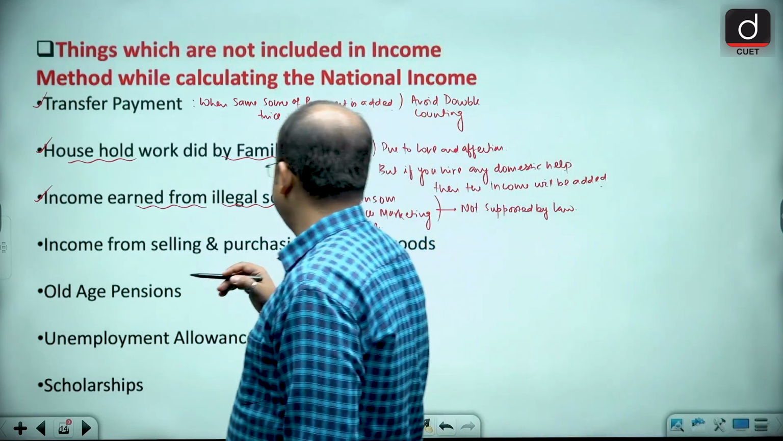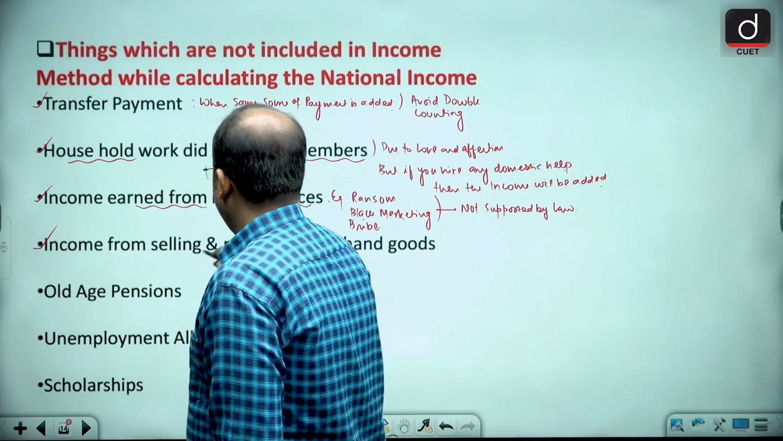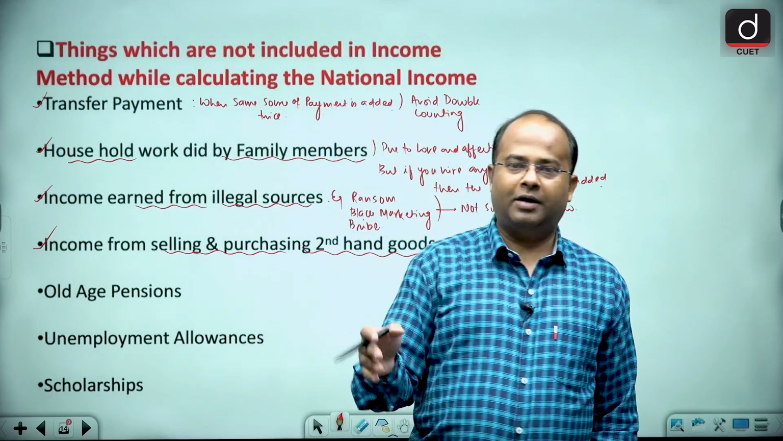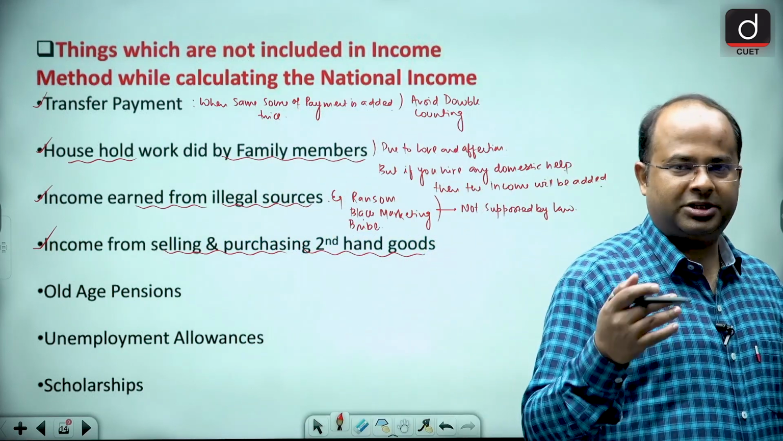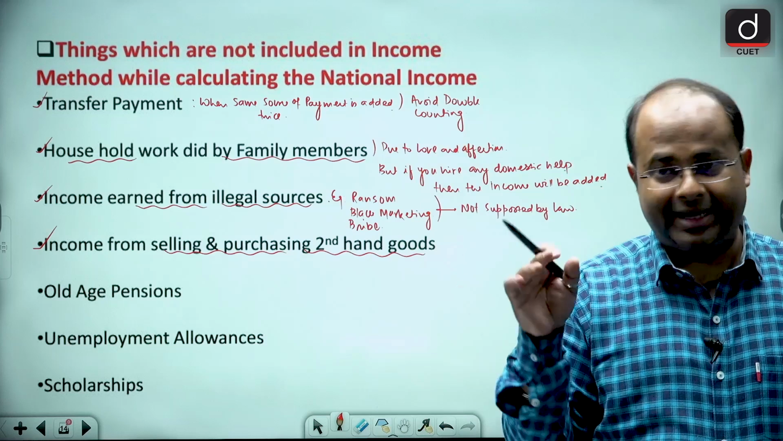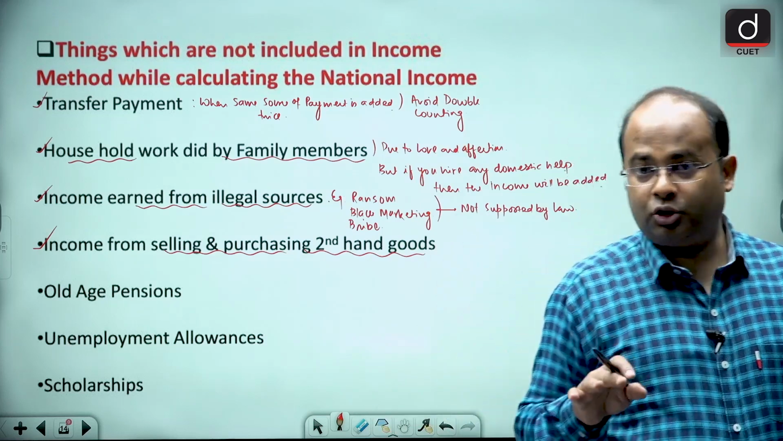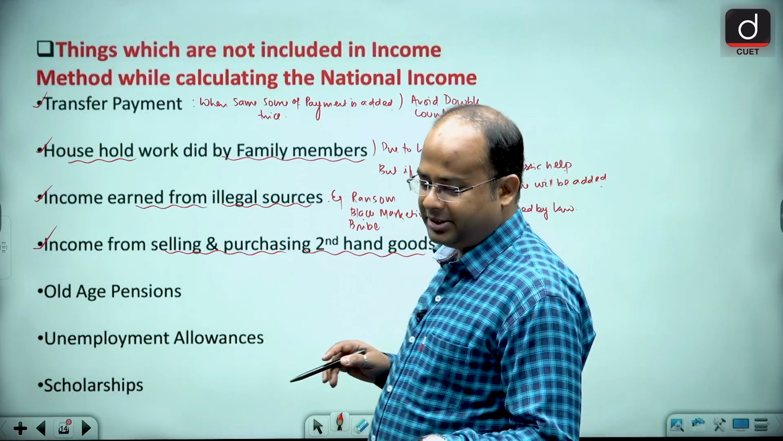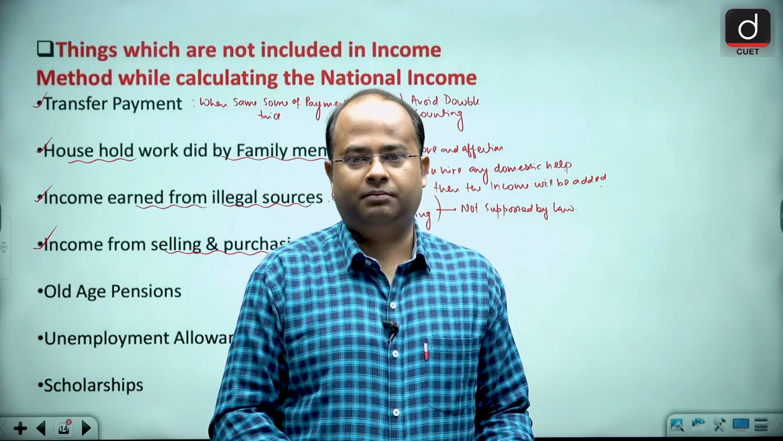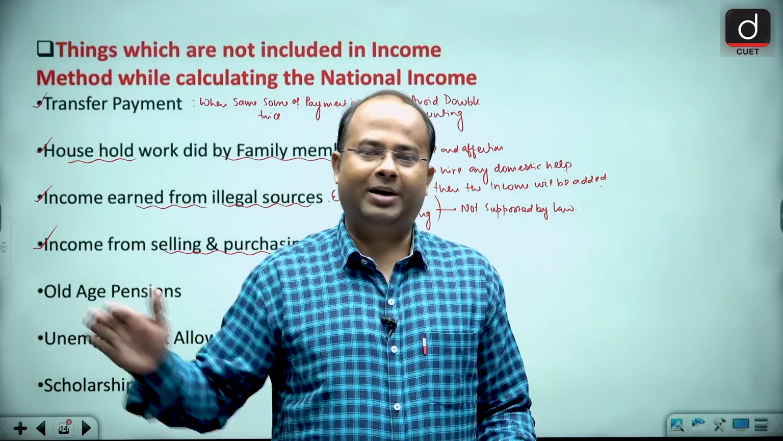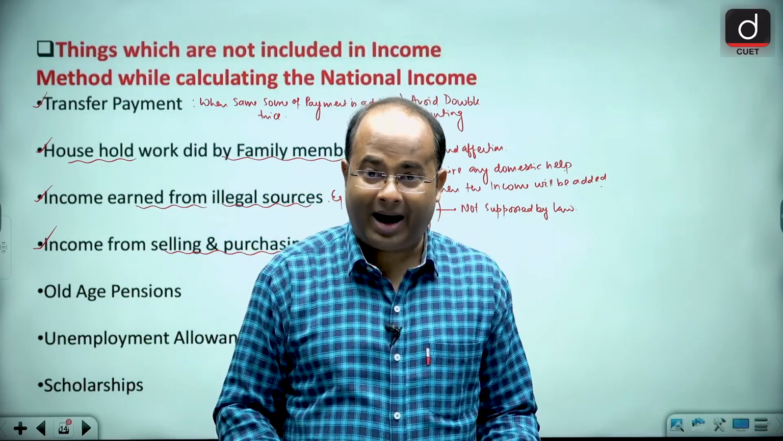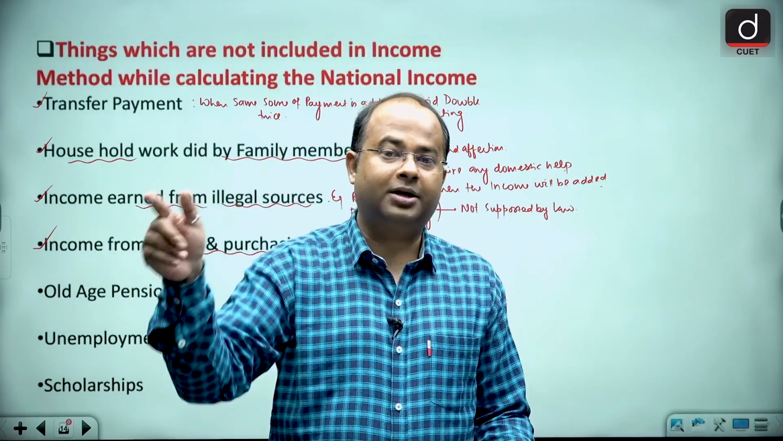Then income earned from selling and purchasing second hand goods. For example guys, if you have a mobile phone, first of all you purchased the mobile from that company, and then you sold that same mobile phone to some another one. So first of all guys, income from purchasing and selling second hand goods is not added because the good is same. There is no value addition on that mobile. Simply you took that mobile and again sold it, so the same product is sold twice.